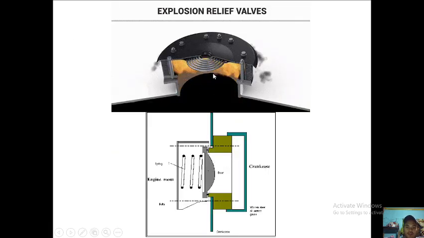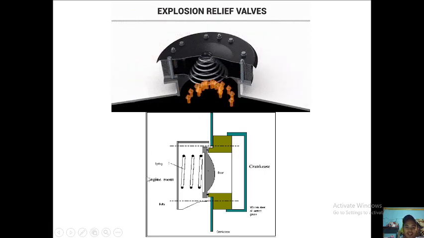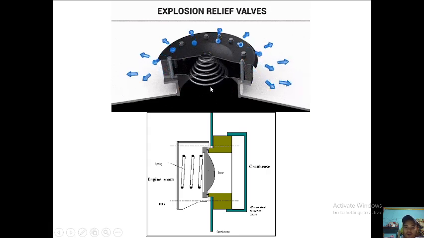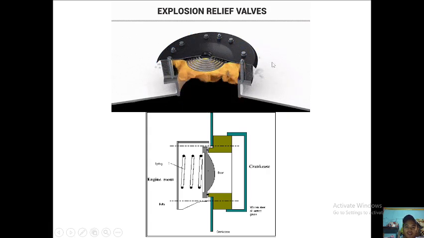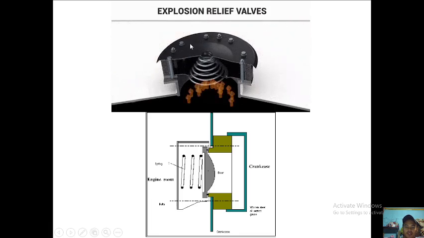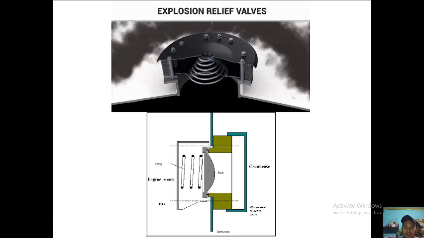Next, we have the explosion relief valve. If there is overpressure inside the crankcase, or maybe an explosion, the spring will be overcome and the pressure will be released through the explosion relief valve. So there is a protection here, so that if there is any explosion, the person outside will not be in danger.